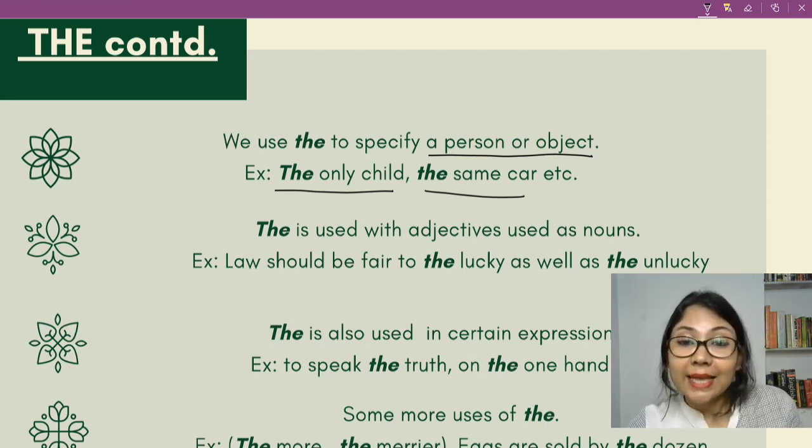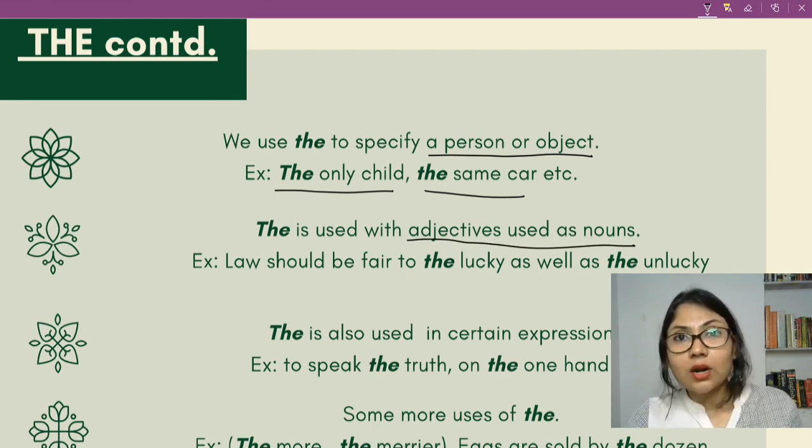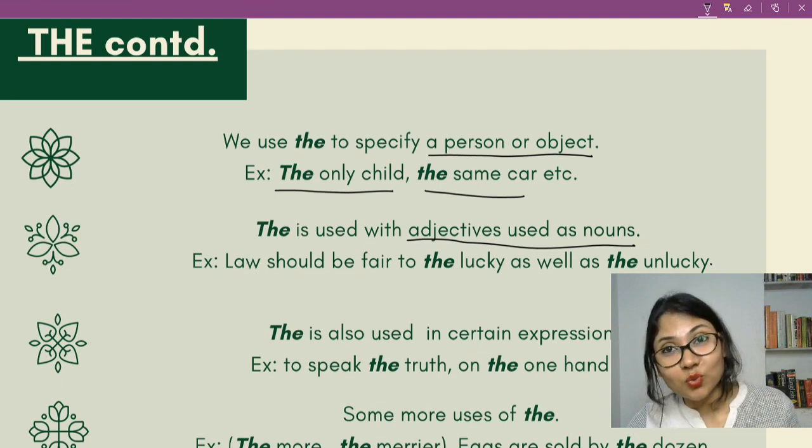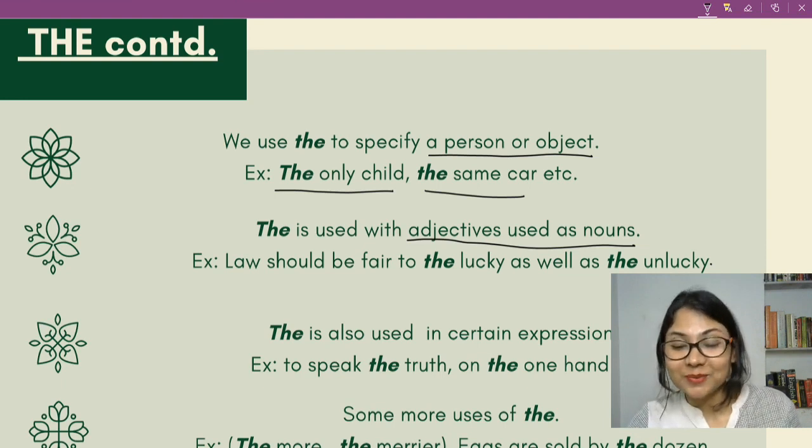The is used with adjectives used as nouns. Generally, lucky or unlucky is an adjective. But look at the example. It will become clear. Law should be fair to the lucky as well as the unlucky. So, in this particular sentence, I don't mean lucky over here as an adjective. Lucky means all the lucky people and the unlucky ones too. It's used as a noun.